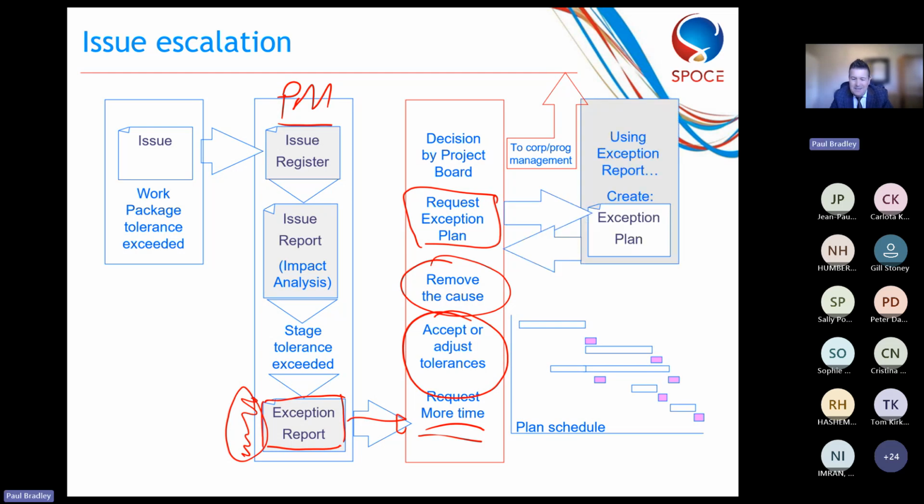Okay, so if they request an exception plan, we create it, and that exception plan will cover the period of time from where we're at to the end of the current stage. If approved, the exception plan will replace our current stage plan, and it effectively becomes stage plan version 2.